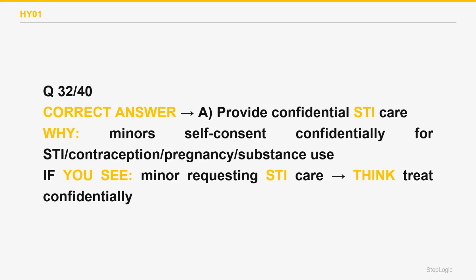The correct answer is A. Requiring parental consent contradicts the specific legal exception that lets minors consent to STI care on their own. Choice B, wrong. Notifying her parents against her wishes breaches the confidentiality she is entitled to and may deter her from care. Choice C, wrong. The correct action is to provide confidential STI testing and treatment.